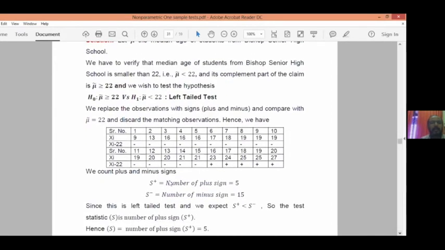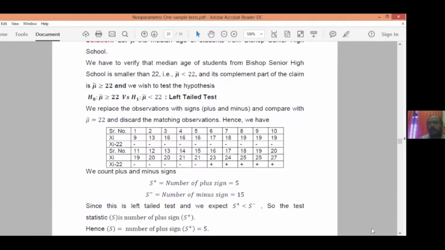Look at here. We compare each observation with this mu of 22, and find which one is positive or negative. Serial numbers 1, 2, 3 up to 10 observations, and the signs are assigned here, with xi minus 22 mentioned here. Xi is these observations, compared with 22. So we count the number of plus and minus signs here.